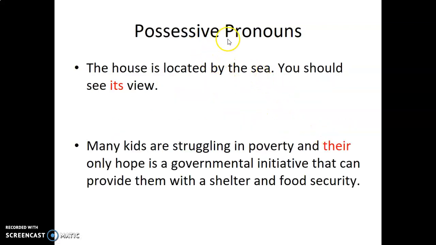Another type is possessive pronouns. Look at the first example. The house is located by the sea. You should see its view. So what does "its" refer to here?